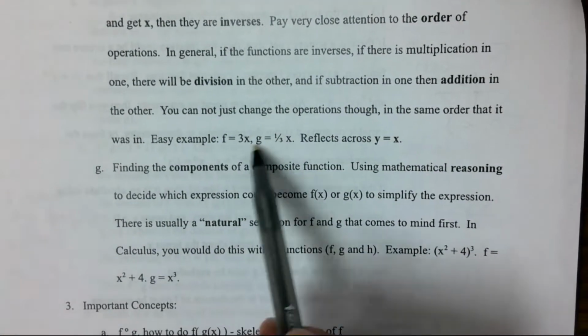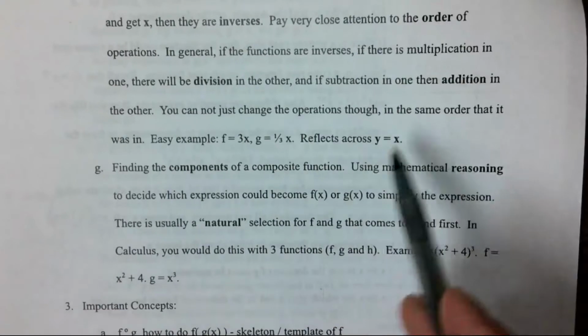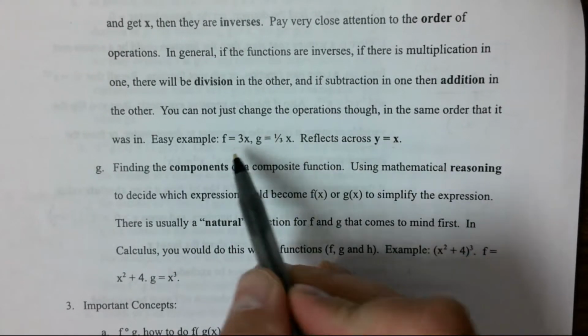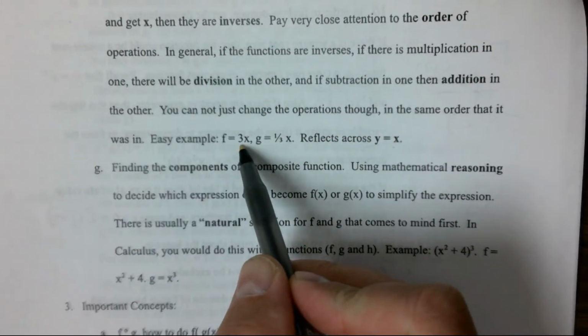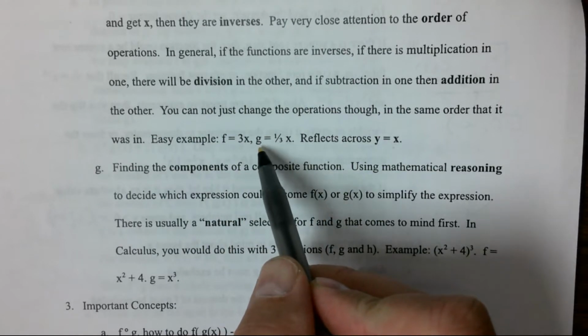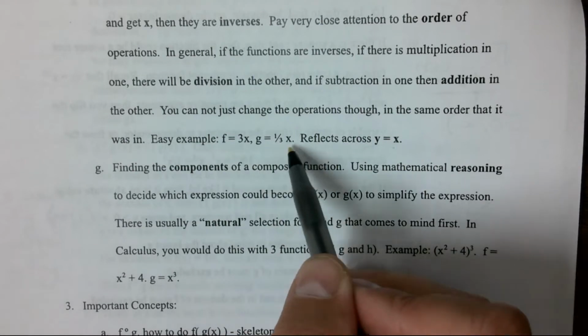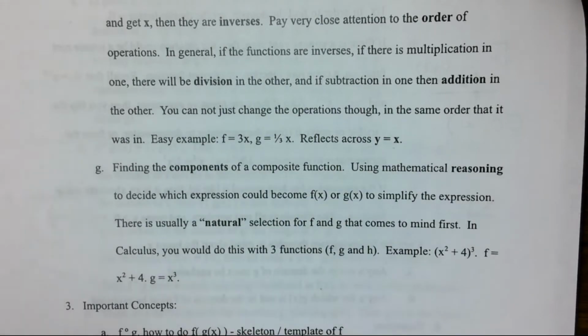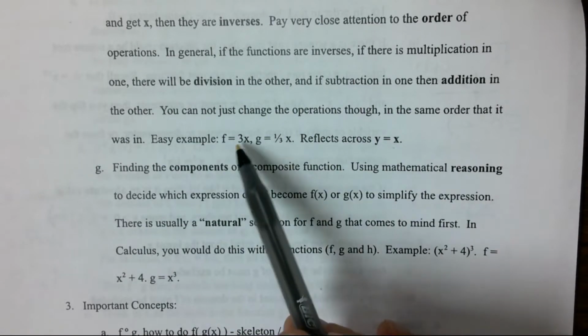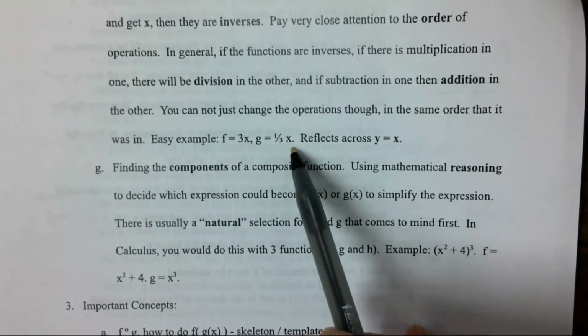Now, the other thing is they are going to reflect across y equals x. So this simple example says 3x. Then you switch x and y and solve, and you get g is 1/3 x. So this is multiplying by 3. This is dividing by 3.